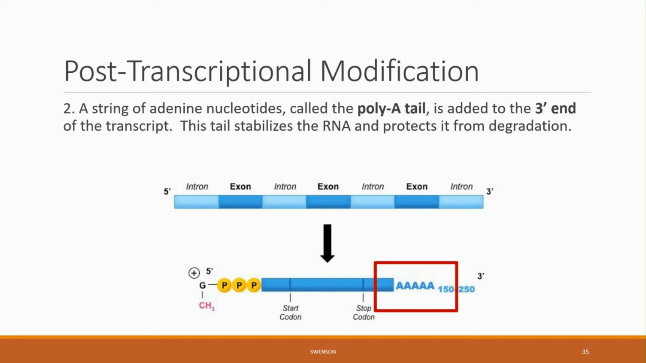During post-transcriptional modification, the cell also adds a string of adenine nucleotides to the 3' end, called the poly A tail. This also stabilizes the RNA and protects it from degradation. Nucleic acids often degrade from the ends, so this poly A tail will keep the important parts from degrading before being translated.